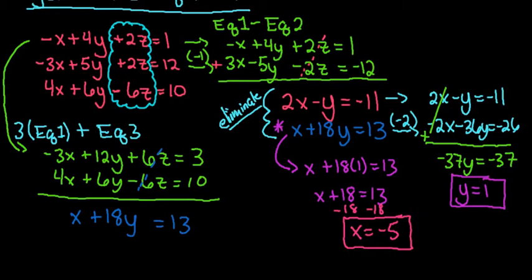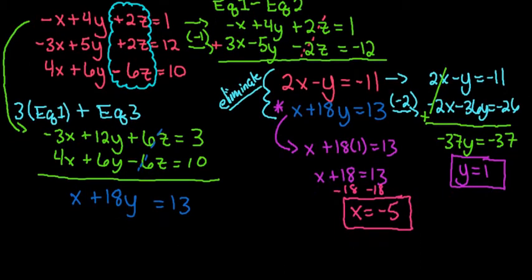So what we have to do is go back to any one of our original equations. It does not matter. Remember that we have x and y, so we're looking for z. So you probably want to pick the one where z is easiest. I'm going to choose the first equation. Like I said, it doesn't matter which one you pick. I'm going to pick this one here, and I'm going to plug in both the x and y that I found.